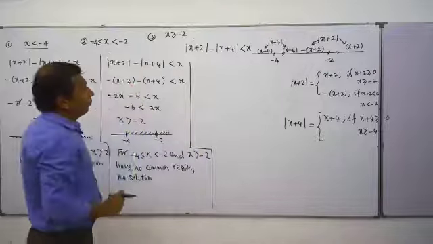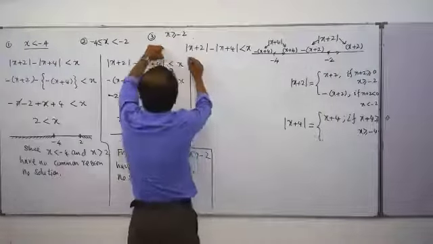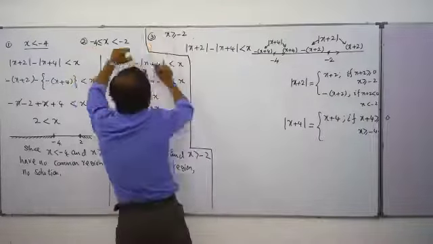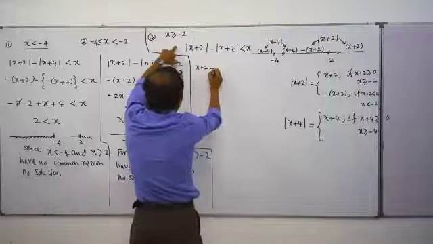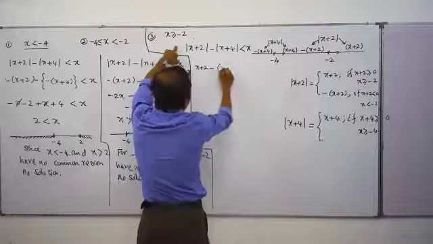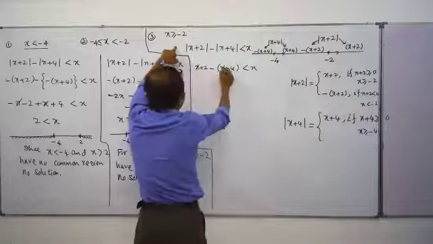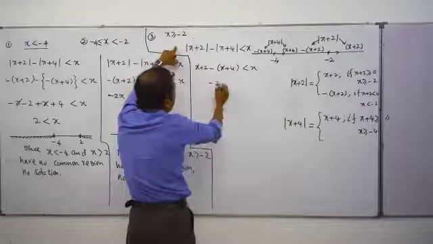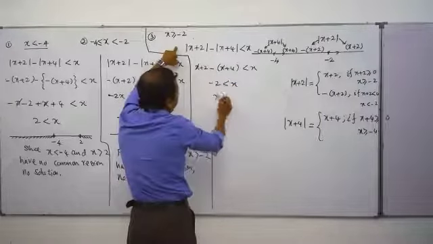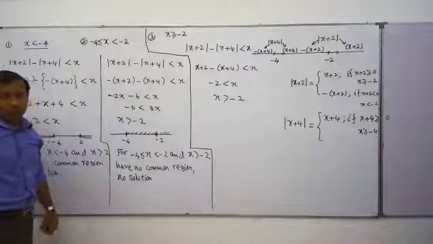Okay. In this interval, mod x plus 2 will be equal to x plus 2, minus mod x plus 4 will be equal to minus (x plus 4), less than x. This x you can cancel down. Here we get 2 minus 4 is minus 2. x greater than minus 2. Right. Now see whether we have a common region.